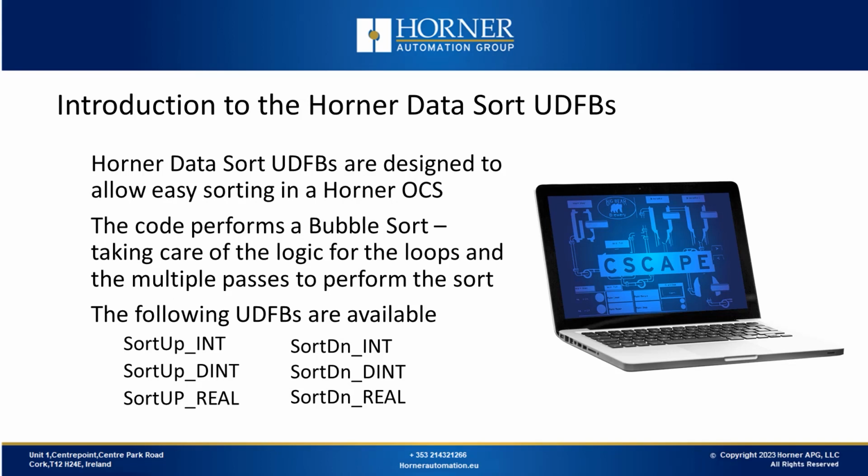Now we'll look at the Horner data source user-defined function blocks that we're introducing today. They're designed to make sorting data easy in a Horner OCS. Inside the user-defined function block, there's bubble sort logic looking at all the loops in the multiple passes, and the result is there are 6 UDFBs that we're making available, where you can sort up and sort down for all of integers, double integers, and real. So there are 6 different UDFBs available for you to use, depending on what data type you're using and whether you want to sort up or sort down.